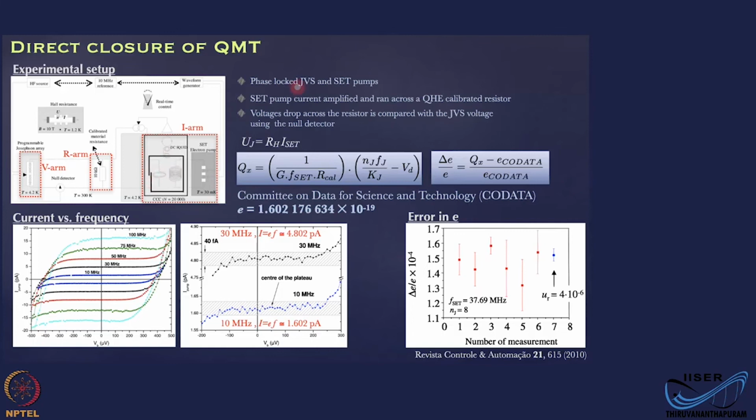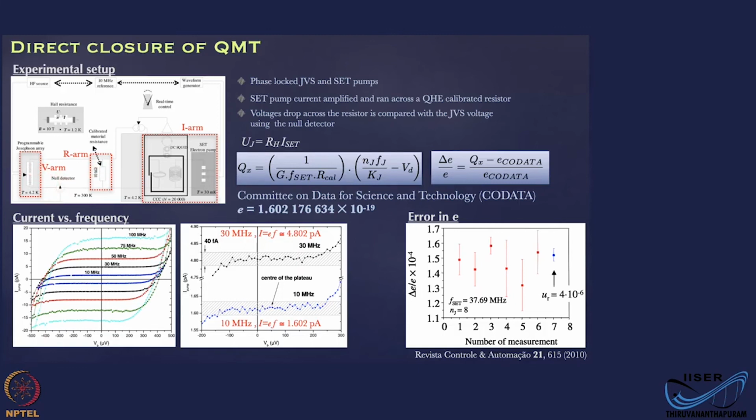Okay, so you have a phase locked Josephson voltage standard and SET pump, and this SET pump current is amplified and run across a quantum Hall resistor. That's what's happening here. So the current is run through this resistor, and that will develop a voltage drop, and that voltage drop will be compared with the Josephson voltage produced by this JVS voltage standard using something called a null detector. This basically tells how far off these two voltages are.